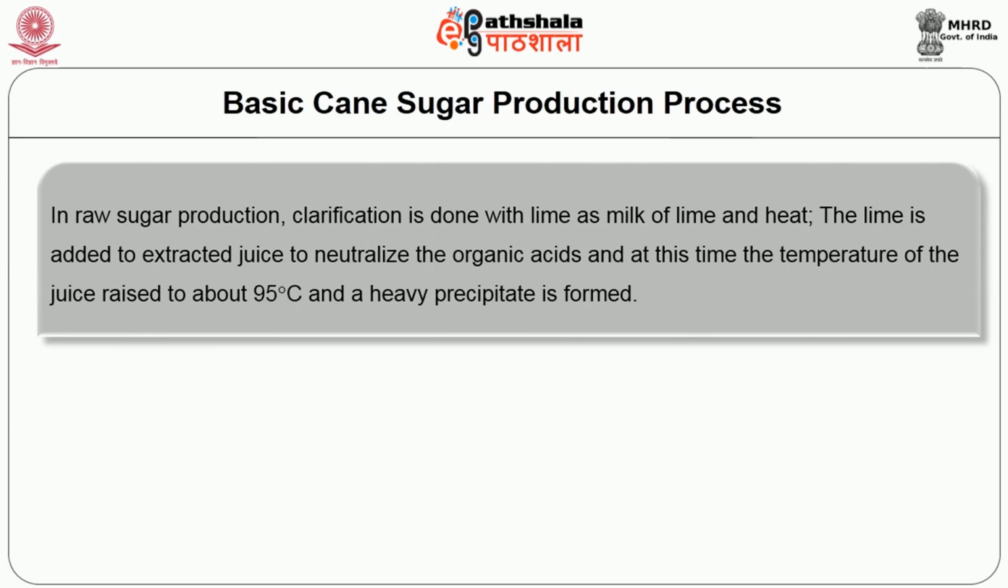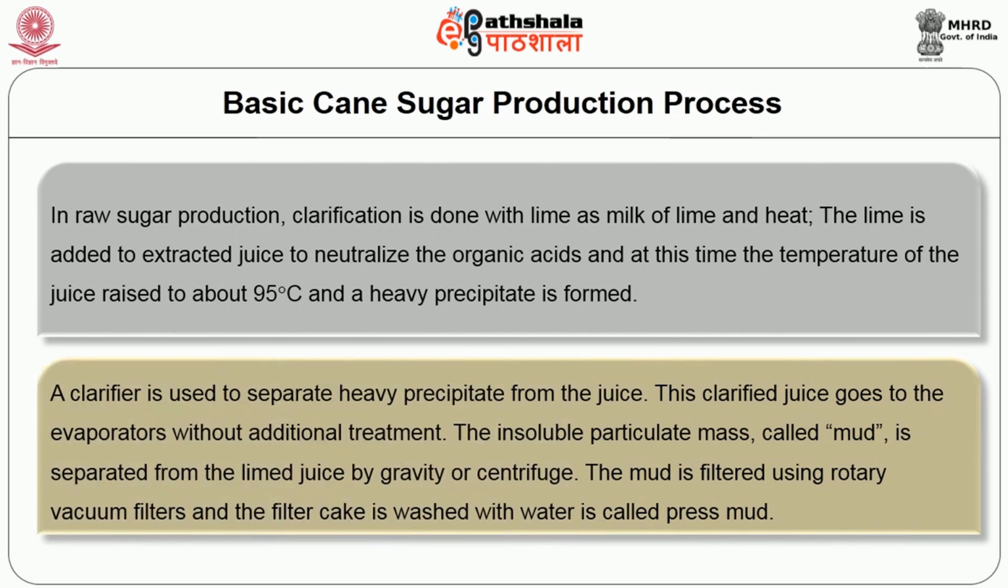In raw sugar production, clarification is done with lime as milk of lime and heat. The lime is added to extracted juice to neutralize the organic acids, and at this time the temperature of the juice is raised to about 95 degrees Celsius and a heavy precipitate is formed. A clarifier is used to separate the heavy precipitate from the juice. The clarified juice goes to the evaporators without additional treatment.